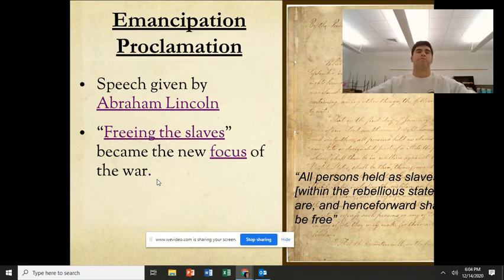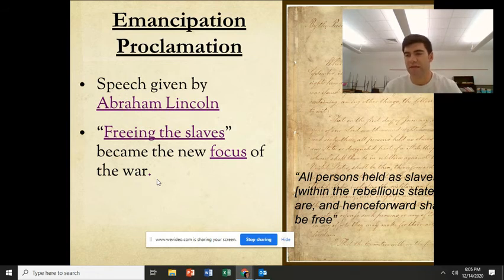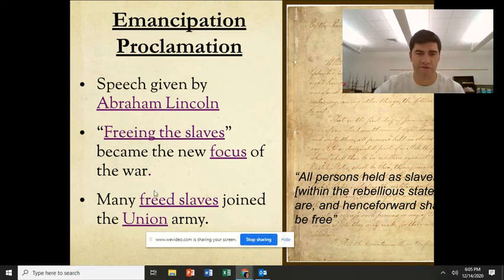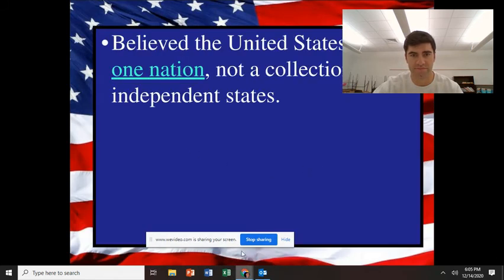Okay, so when this war first breaks out, the United States, or the Union, is just trying to regain control of all the southern states that seceded. Okay, once Abraham Lincoln issues the Emancipation Proclamation, that's going to be when the Union is fighting to abolish slavery in the United States. Okay, so there's a new focus of the war. And many of the freed slaves are going to join the Union Army. Okay.